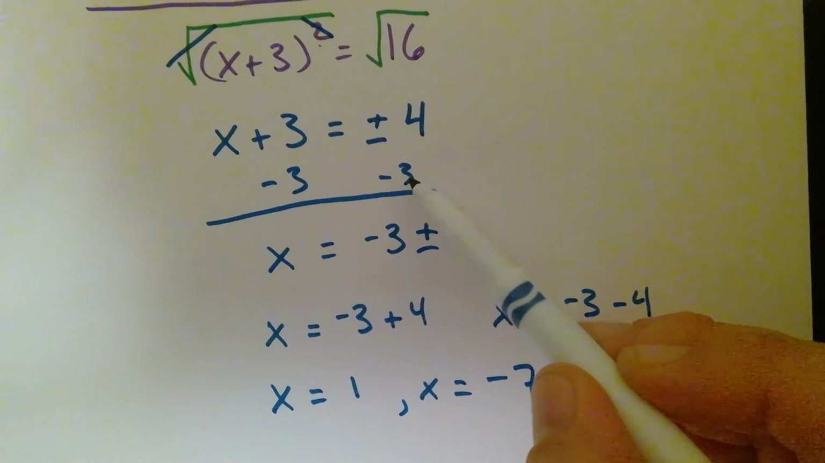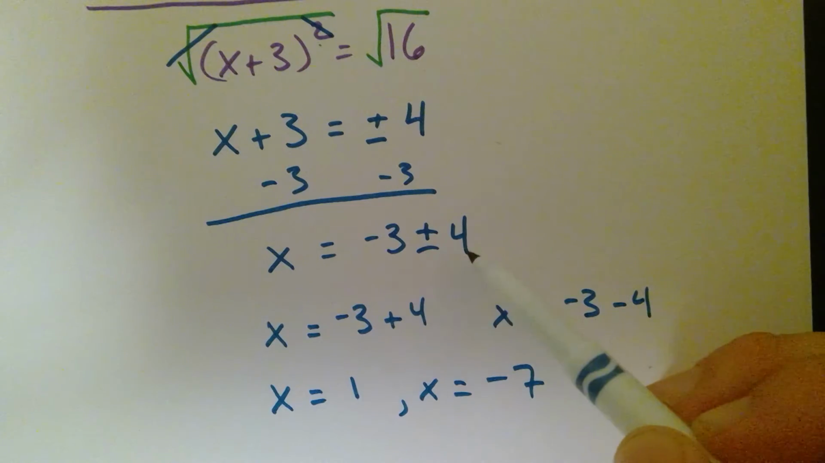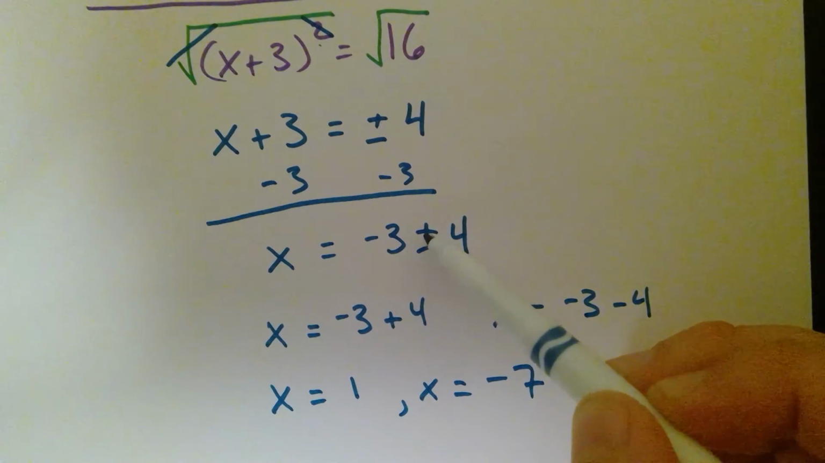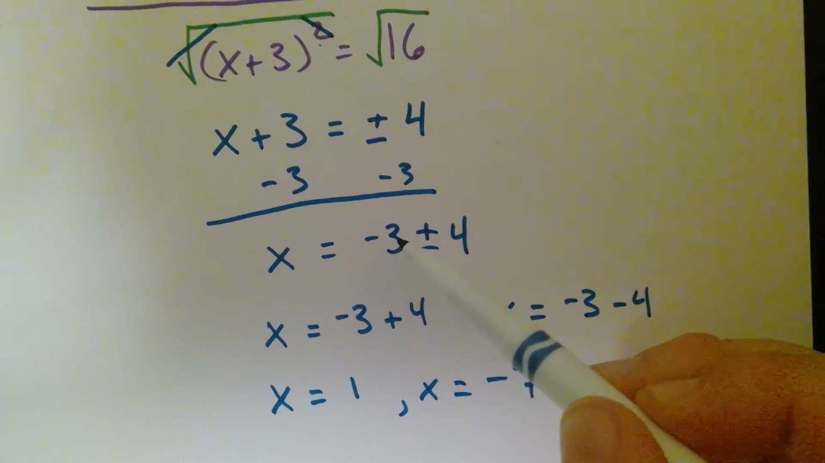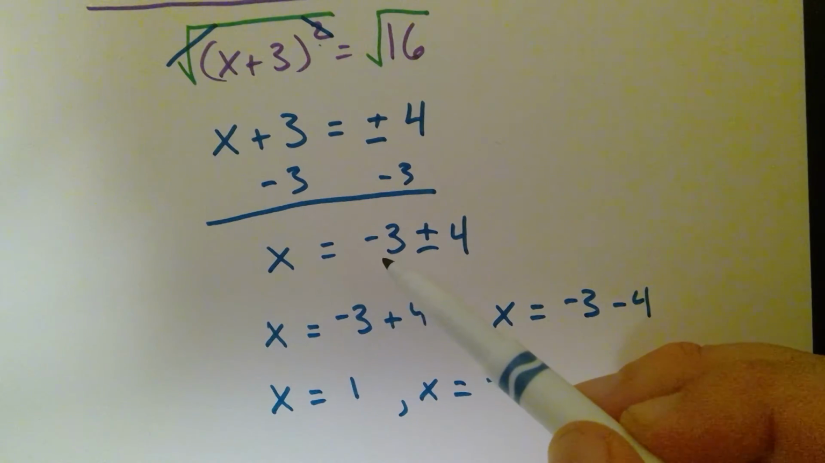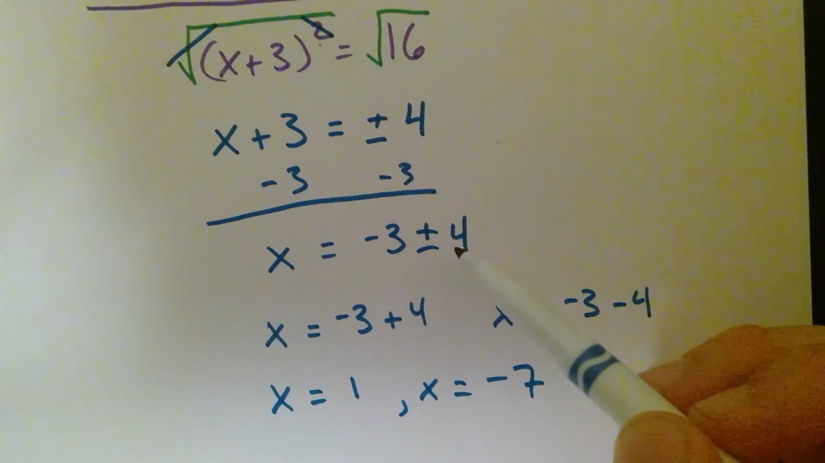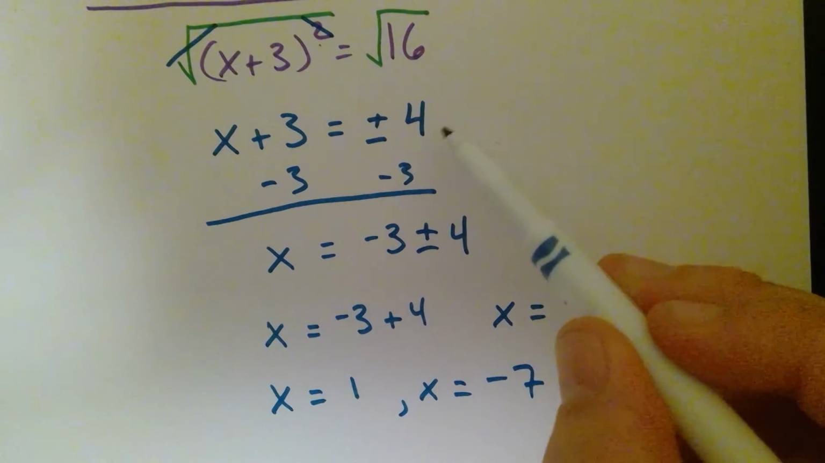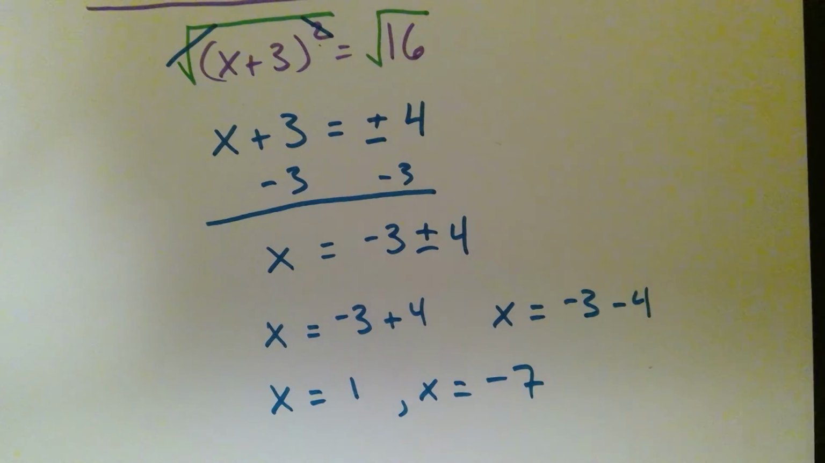Notice how I put my negative 3 in front of my plus or minus 4. That's where I see the most mistakes, because we don't do the plus or minus 3, which we must not do. We have to keep the plus or minus in front of the 4, or in front of whatever number was on the right side. Okay, you've got a couple of questions to answer on your own now.